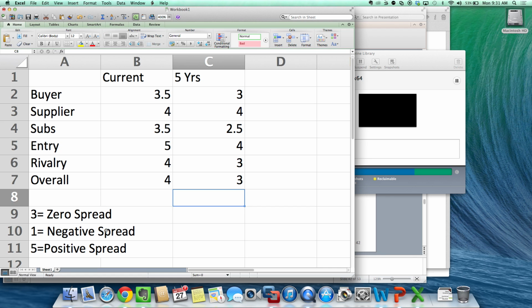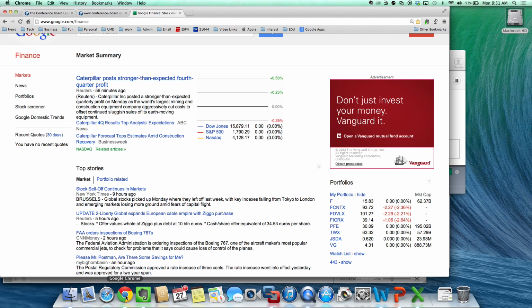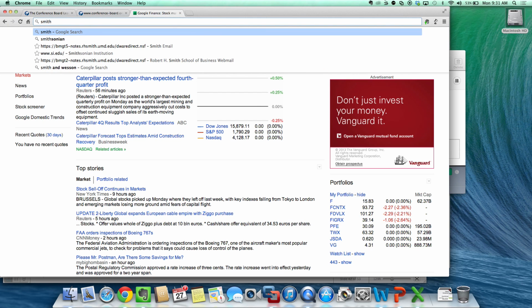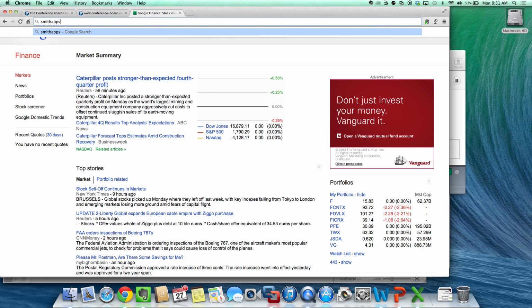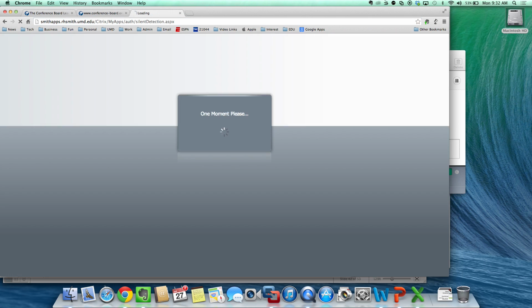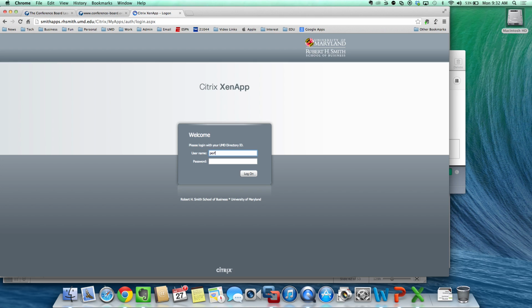By the way, one other source of data is through Smith Apps. So on our portal, if you haven't used it, smithapps.rhsmith.umd.edu is the portal, the Smith portal.